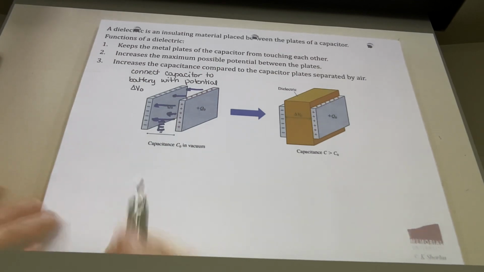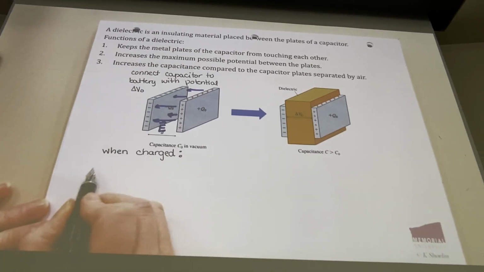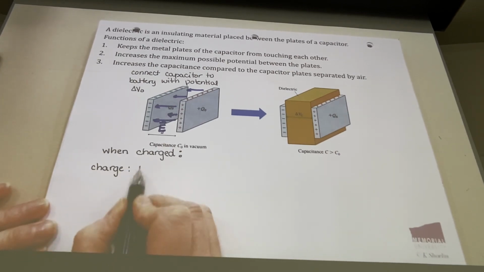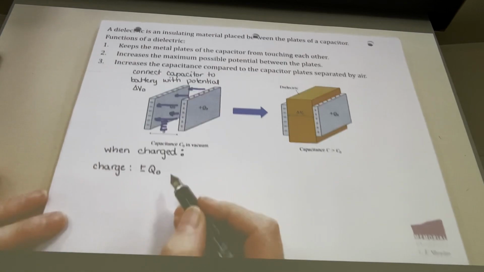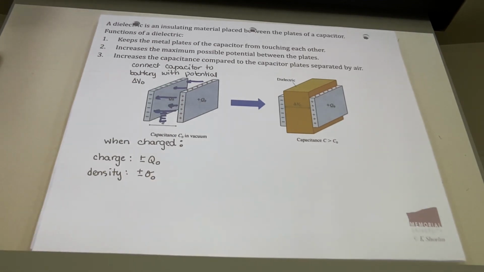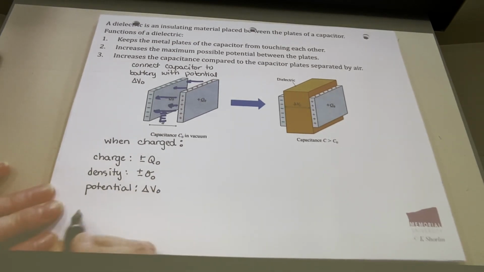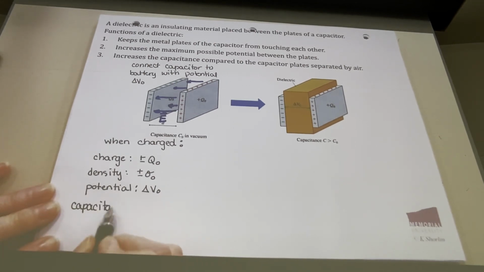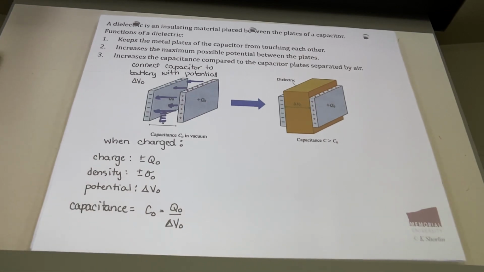What we know about our capacitor when it's fully charged, holding the maximum charge possible, is that the charge on the plates is plus or minus Q0. One plate is positive, one plate is negative. We'll say 0 to mean we're talking about a capacitor with nothing between the plates. The charge density would be the charge divided by the area. One of those is going to be positive, one negative. We'll put a 0 on it to mean no dielectric. The potential between the plates is the same as the potential of the battery, delta V0. And then the capacitance of this capacitor is C0 equal to Q0 divided by the potential, delta V0. So this is everything we had for that original capacitor that we hooked up to a battery.